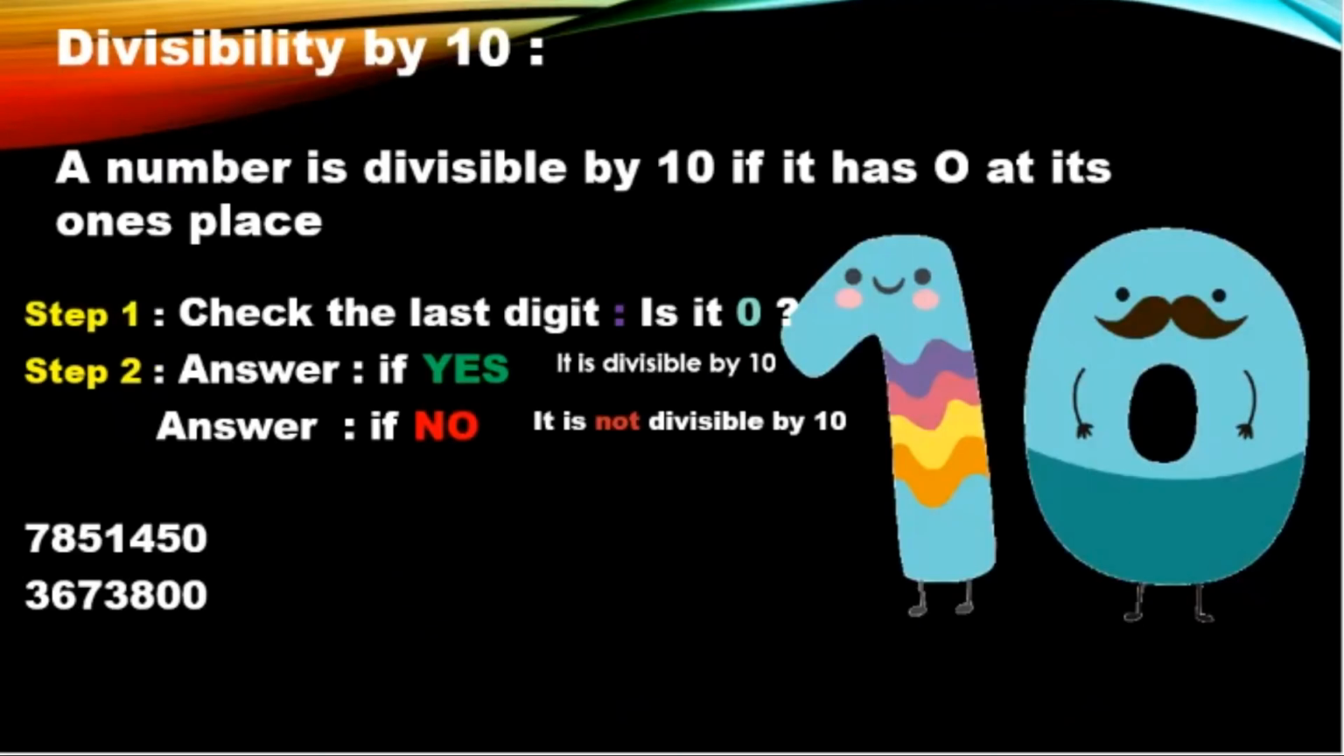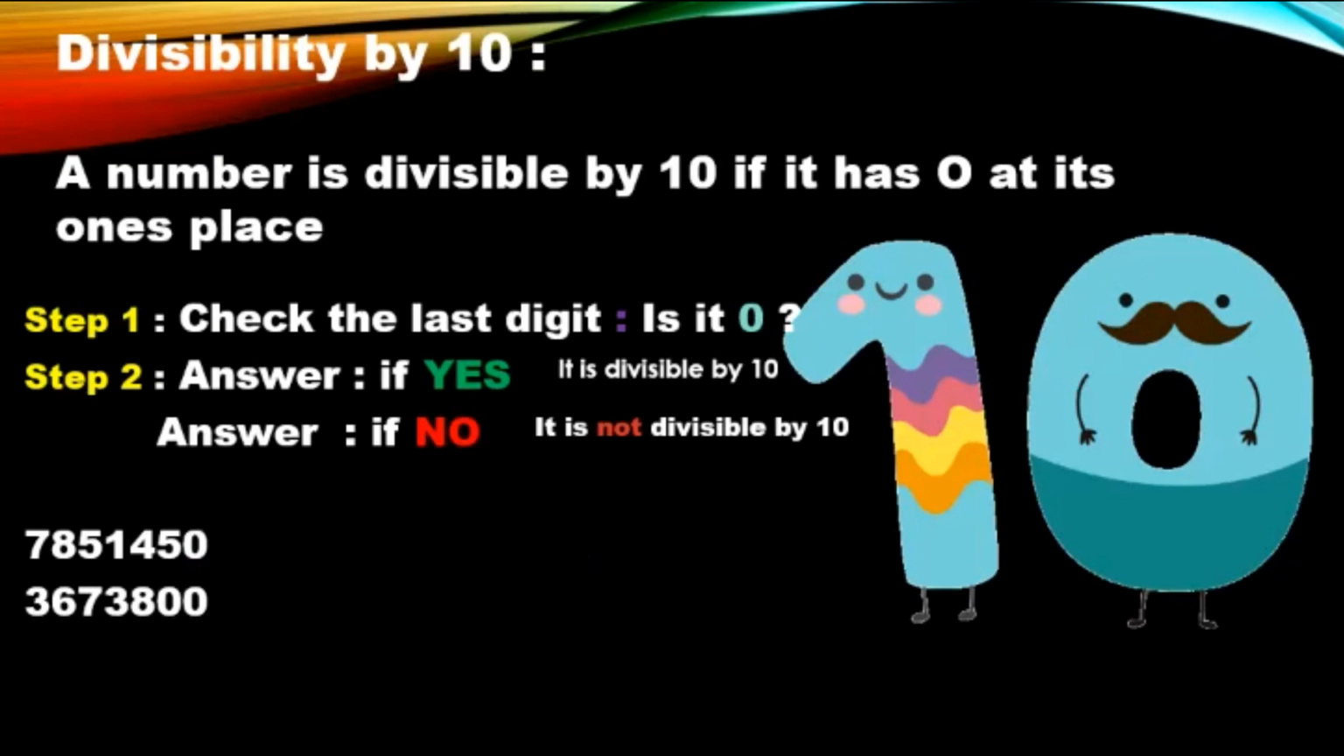Let us see the next, divisibility test by 10. In this, a number is divisible by 10 if it has 0 at its ones place. You can see in the numbers, both the numbers have 0 at the units place. That's why both the numbers are divisible by 10. That means if you divide this number by 10, you will get remainder 0.